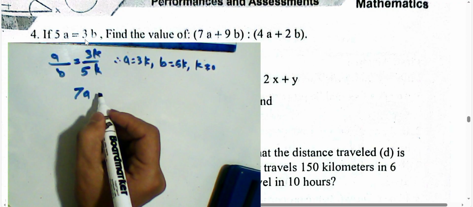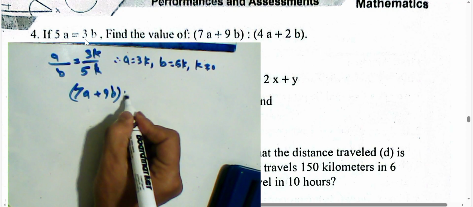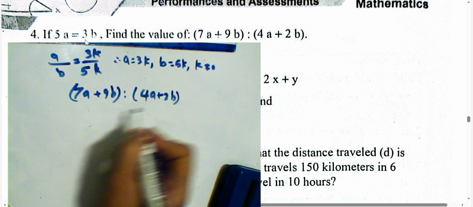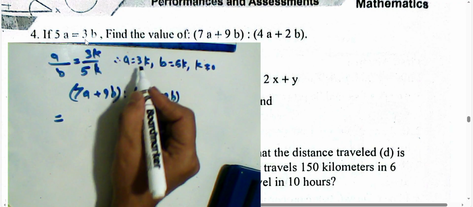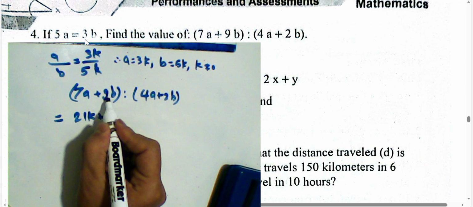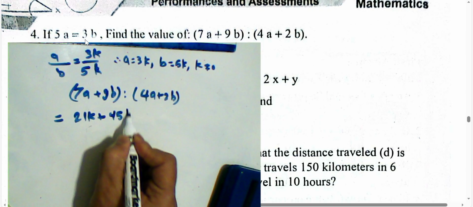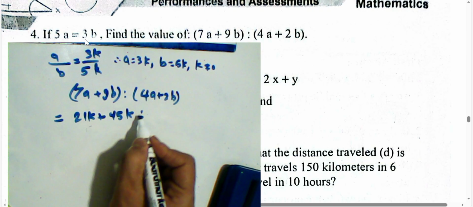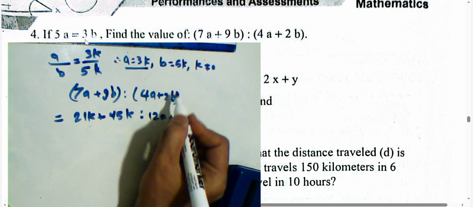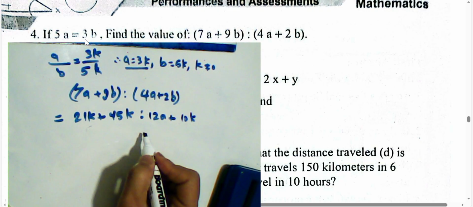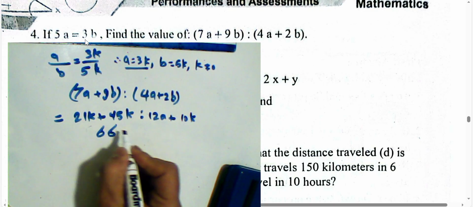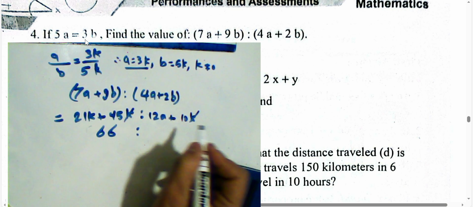So 7A plus 9B over 4A plus 2B is equivalent to 7 times A, here 3K. 3 times 7 is 21K, and we have 9 times B, 9 times 5 is 45K. 4 times A, 4 times 3, it will be 12K, plus 2 times B, 2 times 5 is 10K. Then 21 plus 45 is 66, 12 plus 10 is 22, and cancel K by K, the constant.